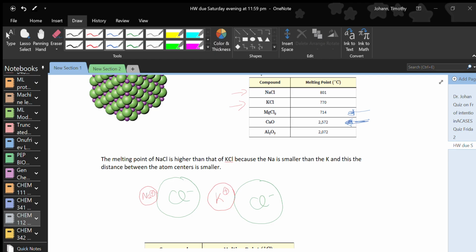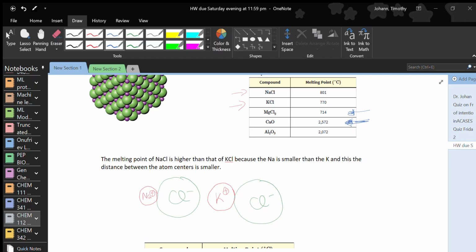Doesn't it have to do with the charges, because calcium and oxygen are +2 and -2, and magnesium is +2 and chloride is -1? Right, so it's the charges, okay? Remember, it's charges or distances. Let's take a look at these real quick. I want to make sure I get this written down before we head out. So it's magnesium chloride, right?